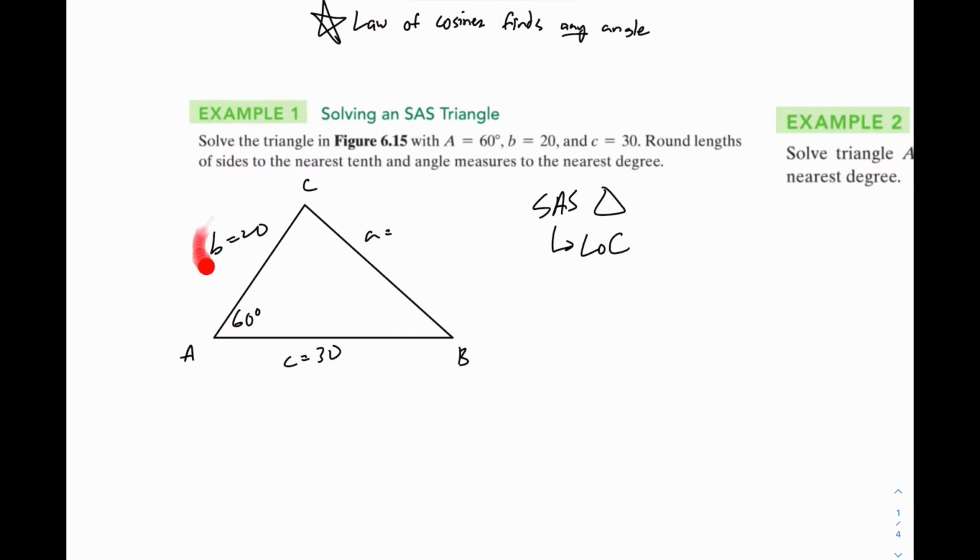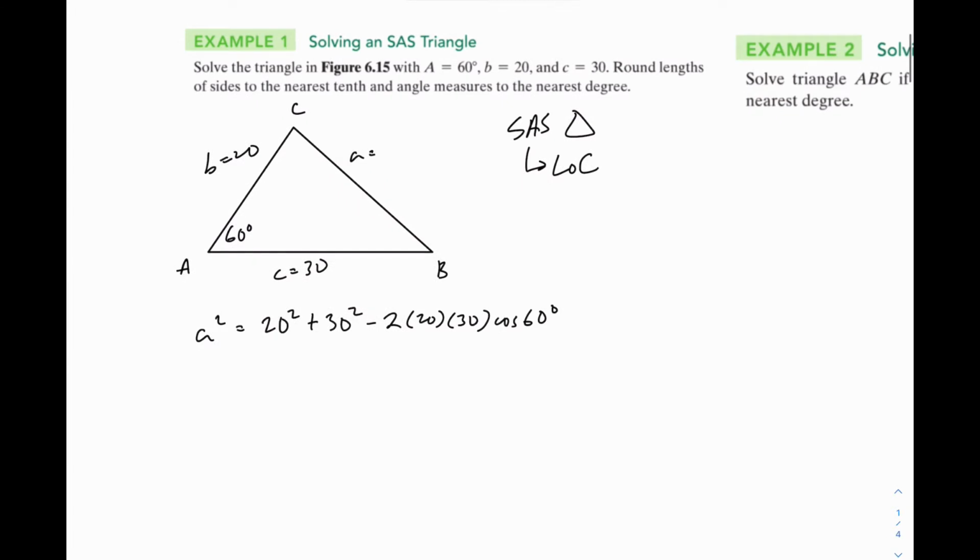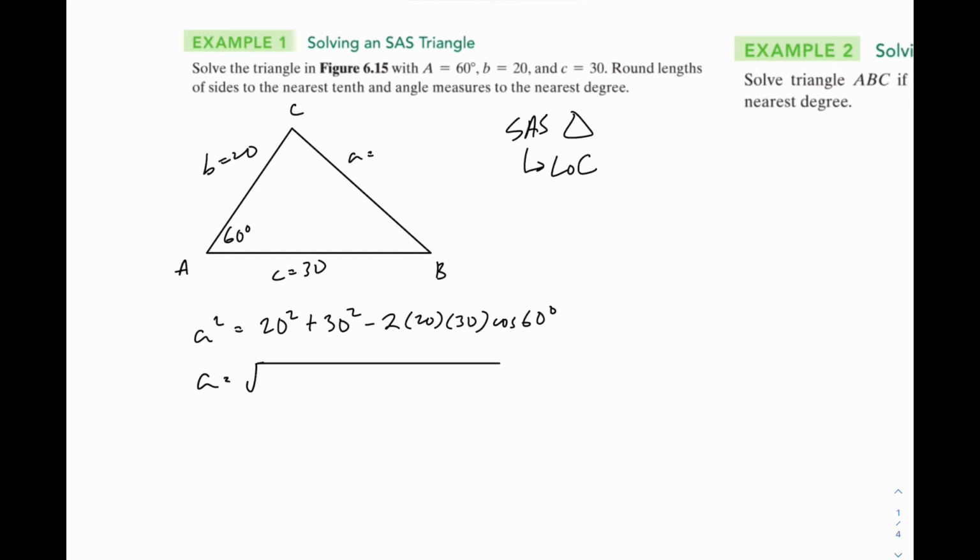So again, if you have a side angle, side, classic law of cosines problem. So I'm going to write a squared is equal to b squared plus c squared minus 2 times 20 times 30, cosine of 60. Now, since you have a calculator, you can just evaluate all of this. Just do the square root of this whole thing right here.